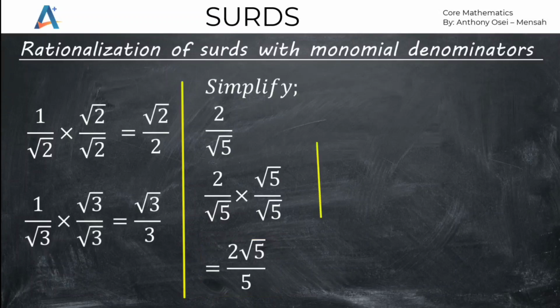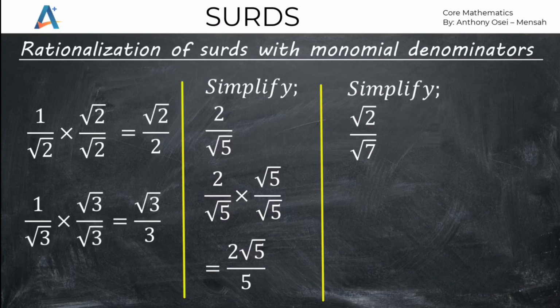The question reads, simplify root of 2 all divided by root of 7. Now, this is not a rational fraction since it is a fraction, root 2 over root 7, but the denominator, which is a surd, has not made this fraction rational. Even though there is a surd in the numerator, that is not the concern. The concern is on the denominator. So we have to rationalize since the denominator is root 7, which is a surd.